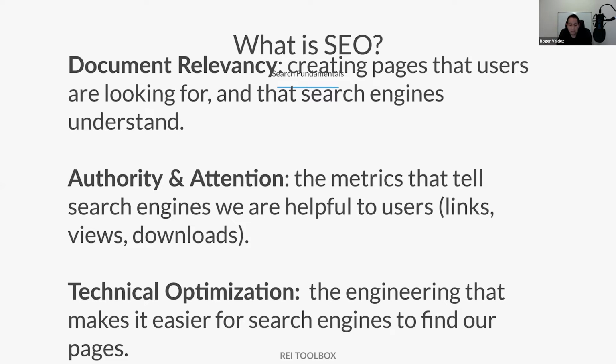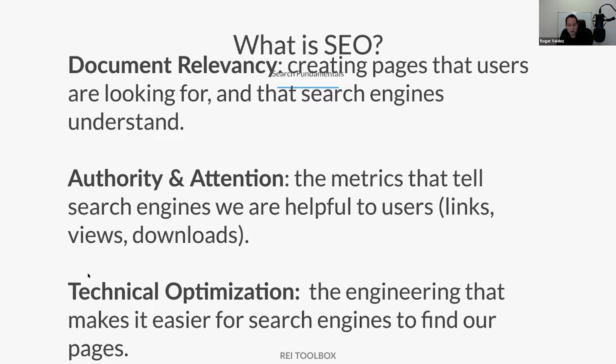Authority and attention comes down to metrics. We talk a lot about Google Analytics and all these metrics that you have to go through. It could be things like links, views, downloads, calls. You have to be able to measure that stuff to see how it is. And Google uses some of those metrics to decide what pages, what documents are going to rank higher and which ones are going to rank lower.